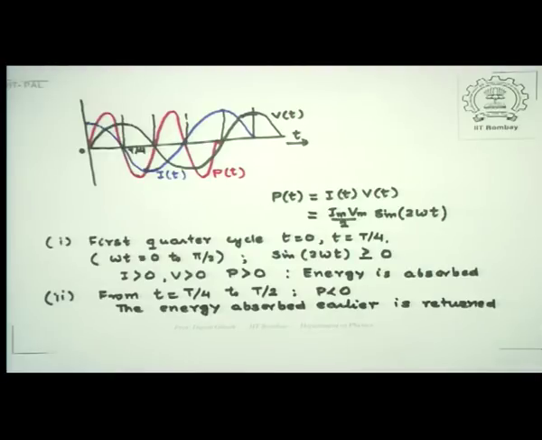Now, if you look at this power curve, namely the way power is absorbed from the source and returned to the source, you will realize that in the quarter cycle in which charging is taking place, the power is always absorbed, and in the next quarter cycle, when discharging is taking place, the power is returned to the source.